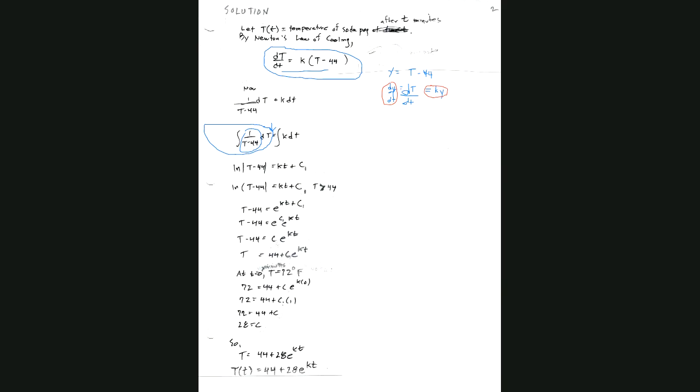Now you integrate the right side, and you get kt. So you have the log of the absolute value of t minus 44 equals kt plus c1. You notice I do both my integrals at the same time. That way, it just seems a little cleaner to me to do it at the same time.